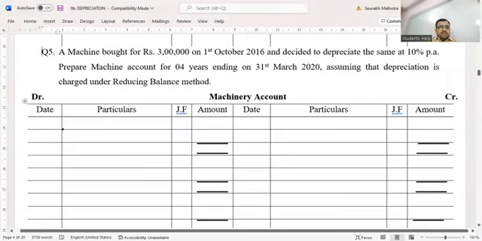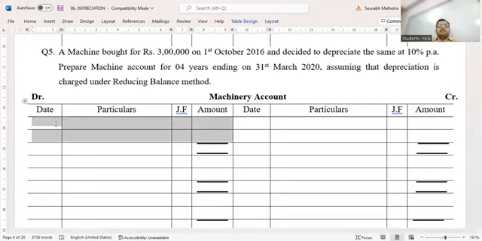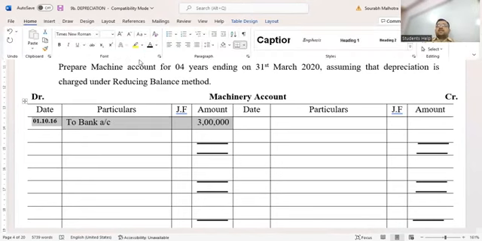So again, children, what is the journal entry for the asset bought? Machine bought की entry क्या होगी भाई? Machinery account debit to bank. So what posting will we be doing, had it been a bank account? By machinery. We are not preparing that. In machinery, what will we write? Very good. 3 lakhs. Correct? 1st October 16, asset खरीदी.